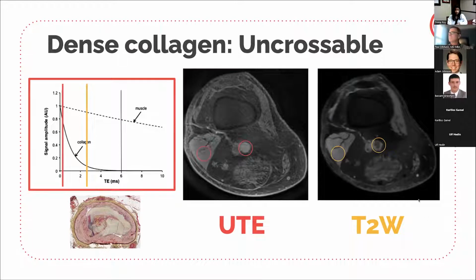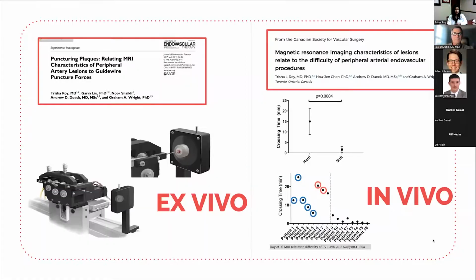When we image again at a regular echo time, a little bit later, we see that collagen really drops off and muscle stays very similar, okay? And with that, you can use the signal behavior to tell us what the materials making up these plaques are. We showed that that does relate to ex vivo puncture force testing, and we did a clinical study on that as well. And we're working on more generalizable techniques so that we can do this more.